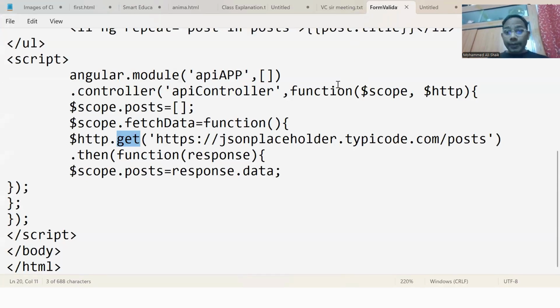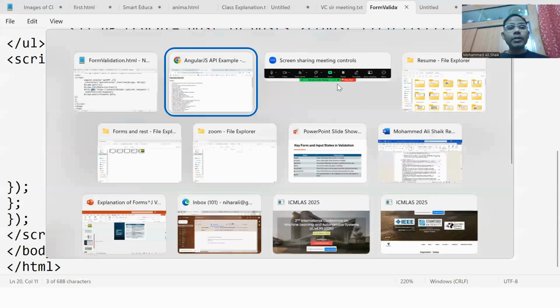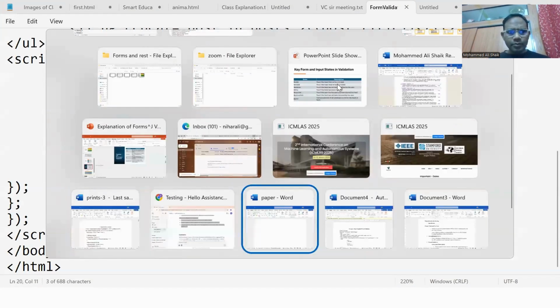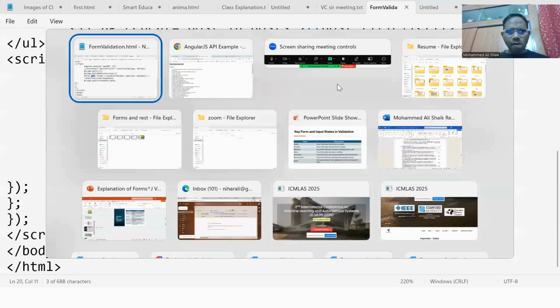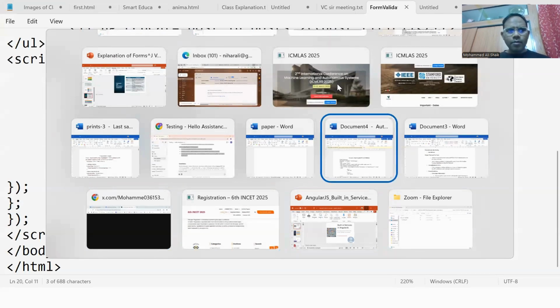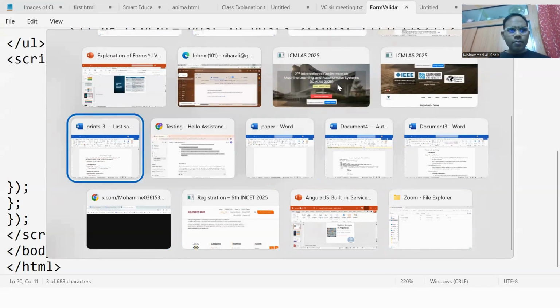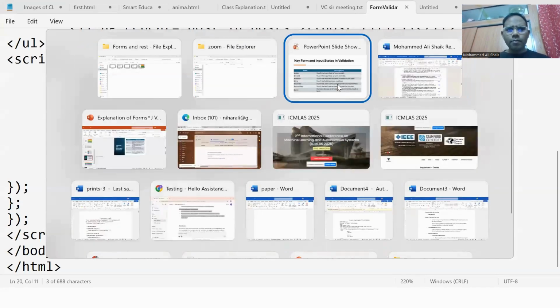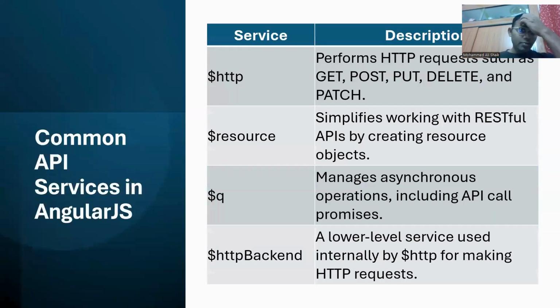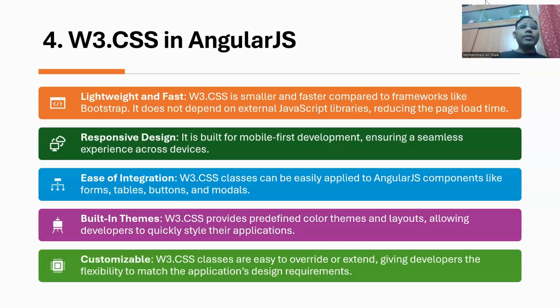So let us move ahead to the next topic in our PPT. Where is the PPT? Yeah. So API in AngularJS is over. So the next one is W3.CSS in AngularJS.